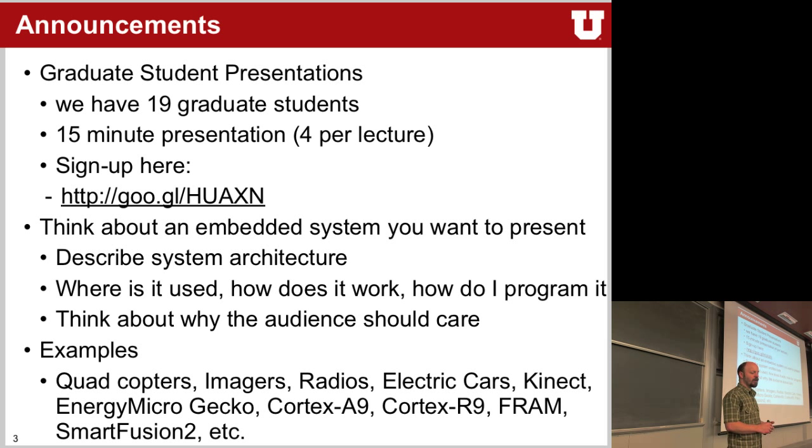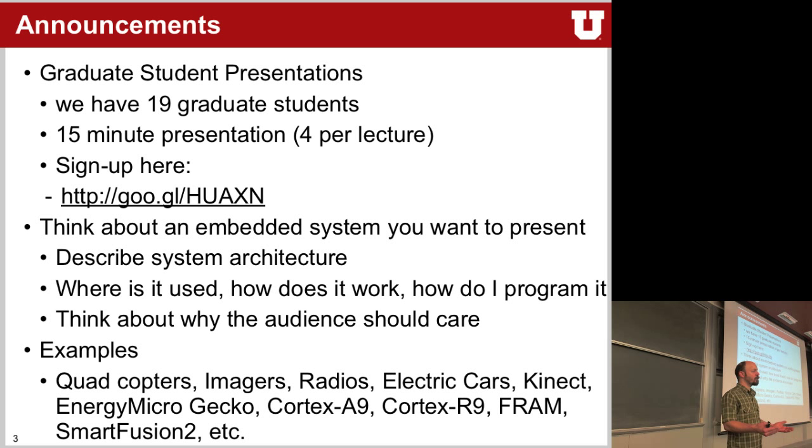So for example, if you want to present the Cortex A9, show them a little bit of what kind of applications the Cortex A9 is used in. Or you can, for example, choose the Cortex R9, which is the real-time ARM Cortex core. Or you could present on the 64-bit architectures of the new ARMs. You could also just choose a completely different microcontroller architecture and present what are the advantages of these microcontroller architectures. You can present on embedded systems themselves. So for example, the Kinect.